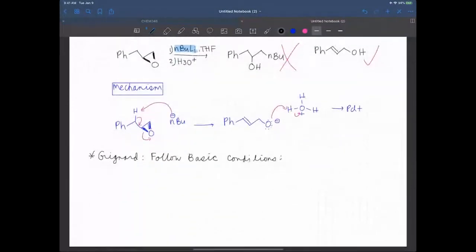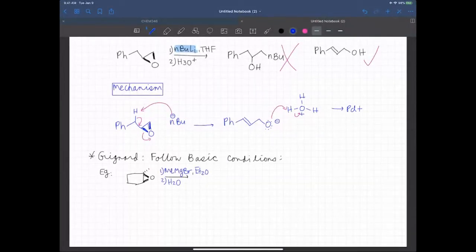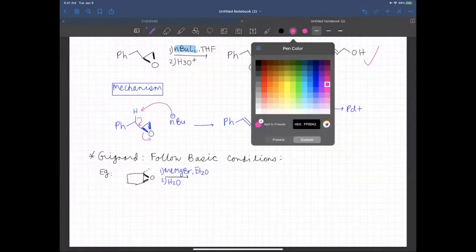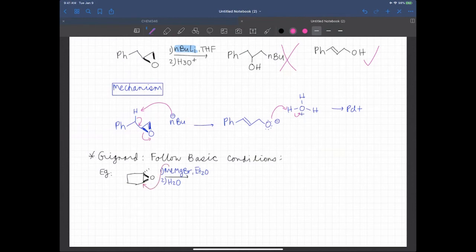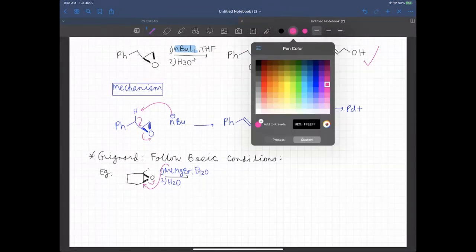So for example, if I had this here, and I use a Grignard such as methyl magnesium bromide, diethyl ether, and then water or H3O plus, then what happens is that the methyl is going to act as a nucleophile and attack the least substituted site, opening up the ring to give me this intermediate here.